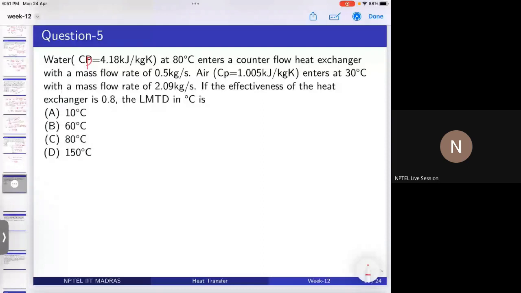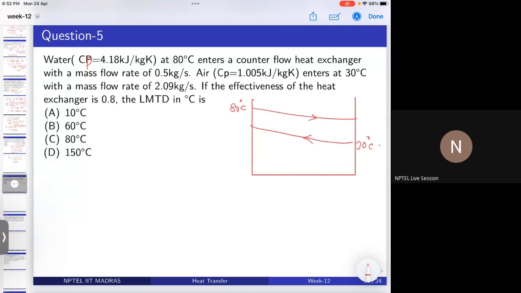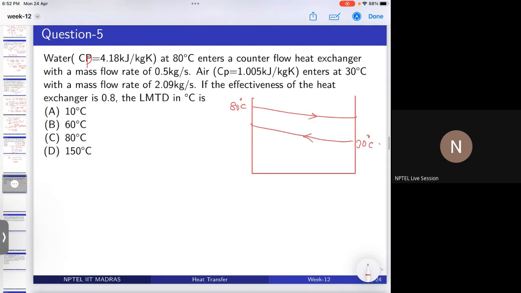Did you get the answer? No, sir. Okay. So we have a heat exchanger. Water enters at 80 degrees Celsius, and it's a counterflow heat exchanger, with cold fluid at 30 degrees Celsius. Okay, these are the given things. So then what is the heat capacity of the cold fluid? The cold fluid here is air.